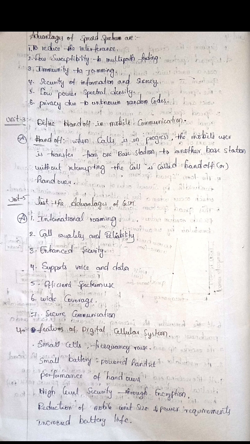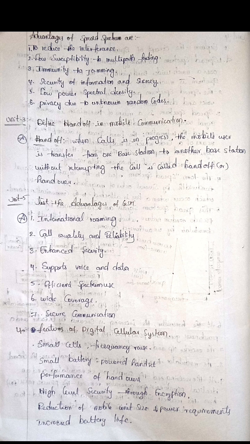Define handoff in mobile communication system. Handoff. When a call is in progress, the mobile user is transferred from one base station to another base station without interrupting the call, which is called handoff or handover. List the advantages of GSM. International roaming, call quality and reliability, enhanced security, supports voice and data, efficient spectrum, wide coverage, secure communication.